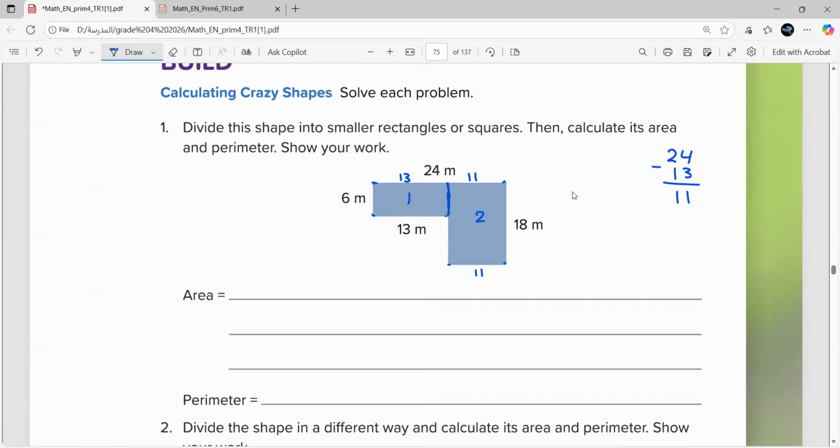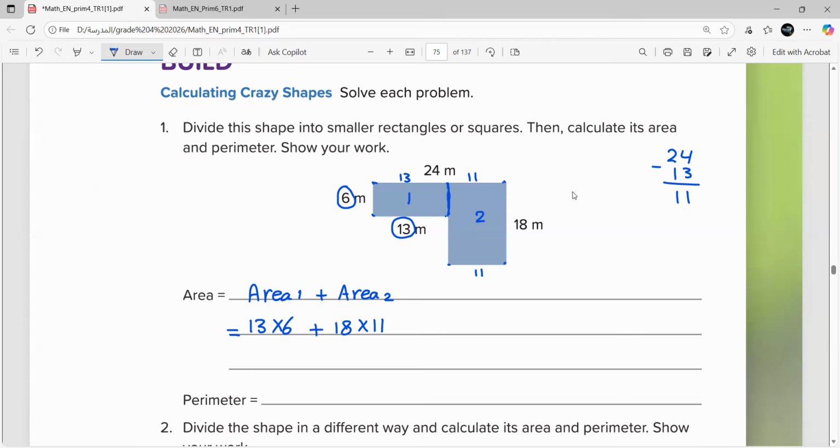So the area of the whole shape, the complex shape, equals what? Equals area 1 plus area 2. The first area is area 1. How to find it? As you know, the area of a rectangle equals length times width. Length times width equals what in this rectangle? 13 multiplied by 6. So area 1 is 13 times 6, plus, what about area 2? 18 times 11.